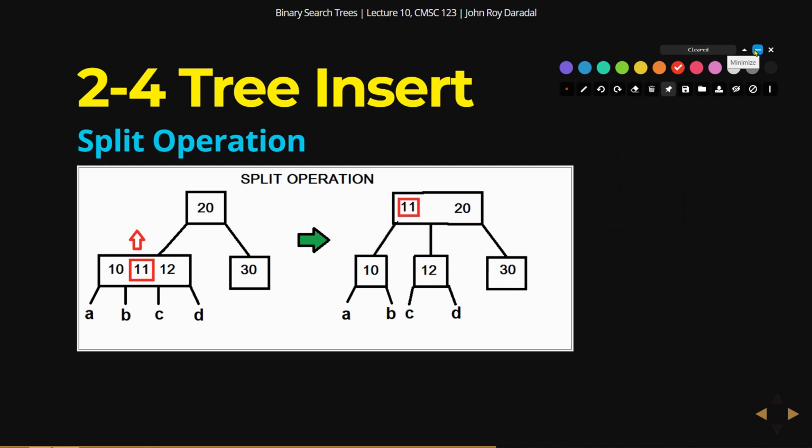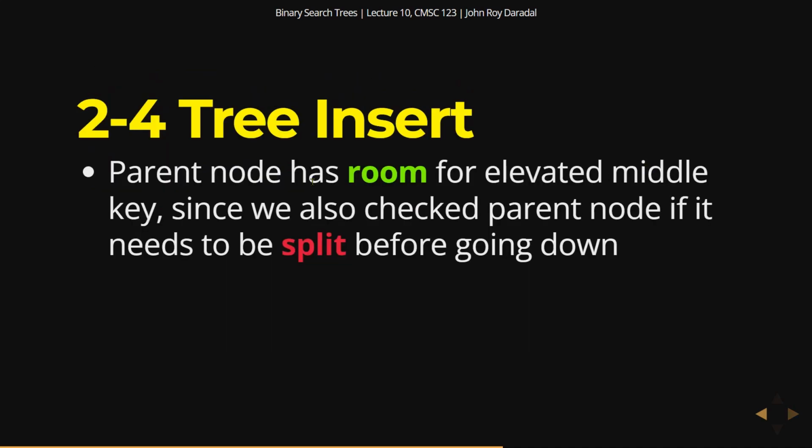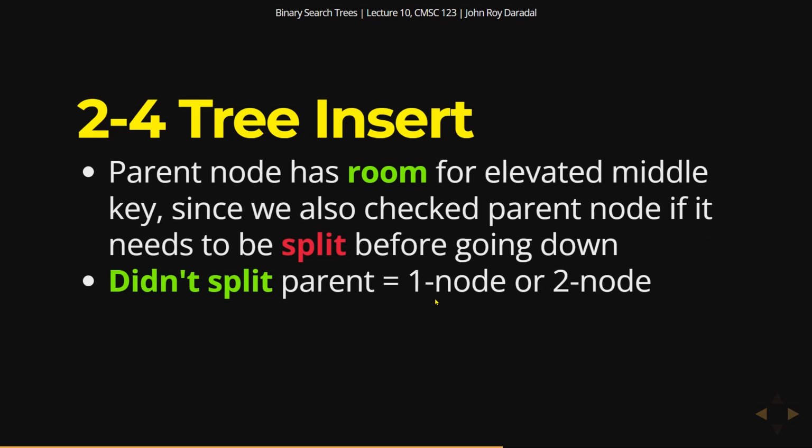So why would we do this? Because we don't want to have any 3 nodes during insertion, so that when we insert, there is space to insert into. We are assured that there won't be any overflow. And we are assured that the parent node also has room for the elevated middle key, since we check the parent node going down and check if it needs to be split or not. If we did not split the parent, that means that it was a 1 node or a 2 node, so we have room for 1 more. But if we did split the parent, then that means that the parent is now a 1 node, so we have more room to add it into.